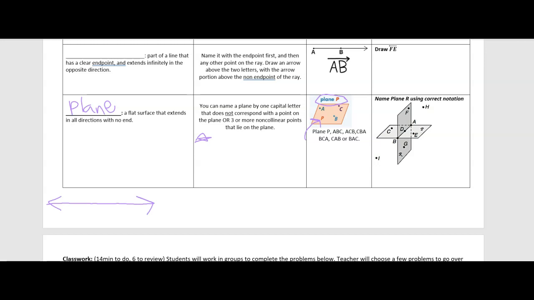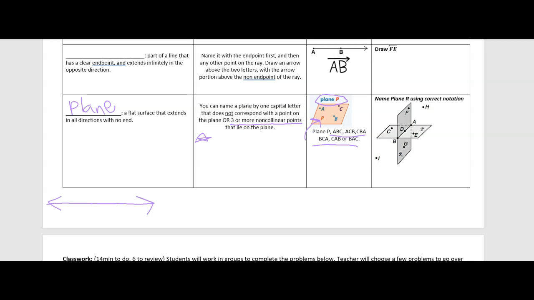If you are going to name the plane using points, you must use 3 or more non-collinear points, and we're just going to use 3. So you can choose any 3 points on the plane as long as you can't draw a line that connects all of them, right? Because they need to be non-collinear. And in this case, these would be all of our options. It does not matter the order. They just need to be 3 non-collinear points.